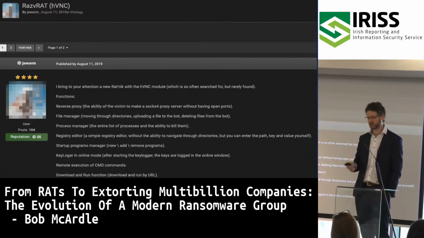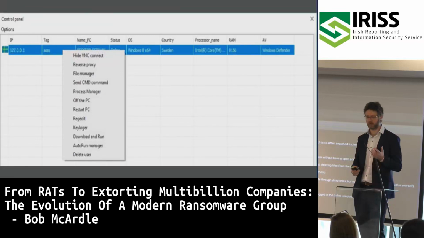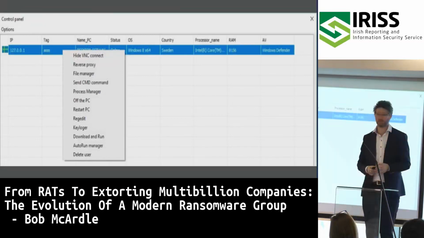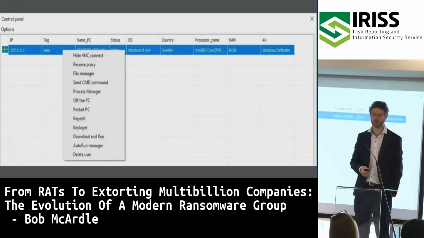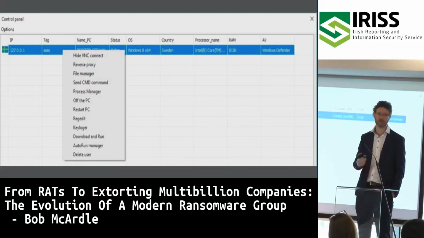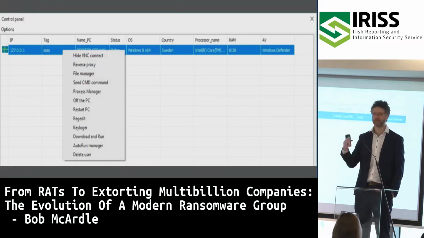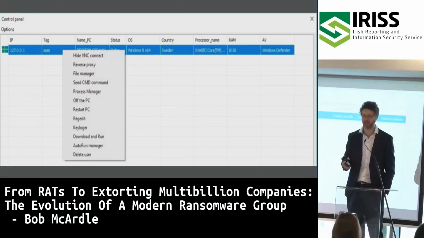So JSWorm started out their career with a remote administration Trojan, or a RAT, called RAVC-RAT, right? Very common for criminals to start out this way. And by RAT standards, it's pretty decent. Nothing wrong with it. It does all the kind of things you'd expect from a RAT or a keylogger. It gives you remote reverse proxies, file manager, keyloggers, backdoor capability, all that kind of stuff. It does all of those things.